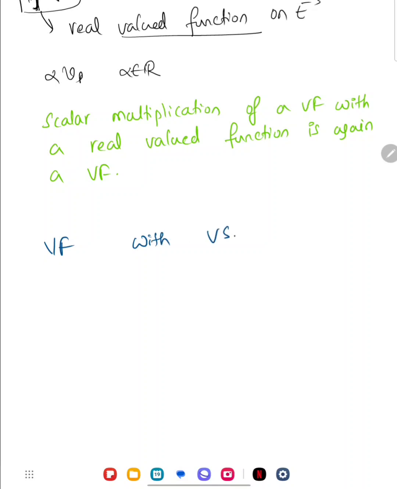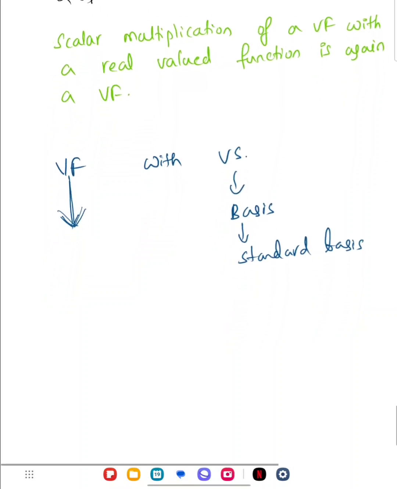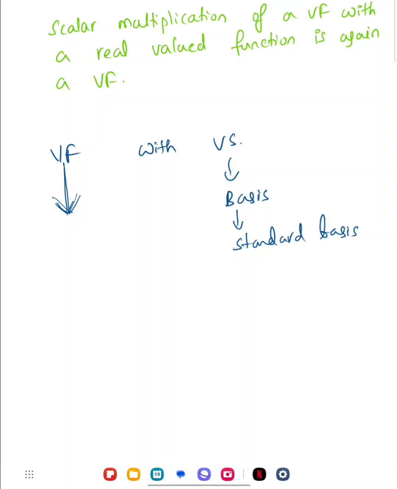As we have seen, for each vector space there is a basis. The standard one is the standard basis. There exists a standard basis for each vector space. Therefore, one can think in a similar way whether there is a basis for a vector field, whether the standard basis exists or not, whether there are some bases. So likewise, we can think the same for the vector fields.